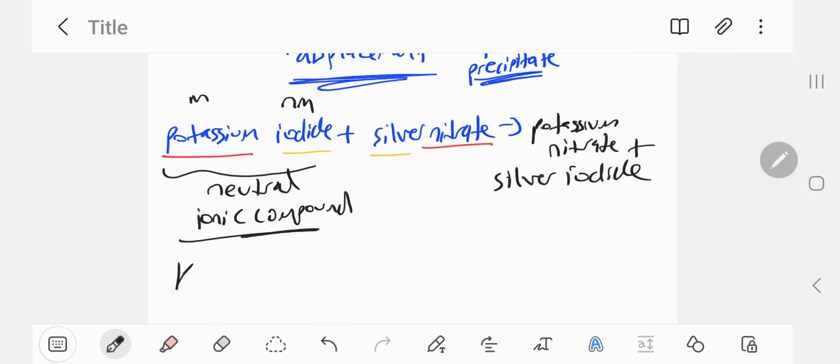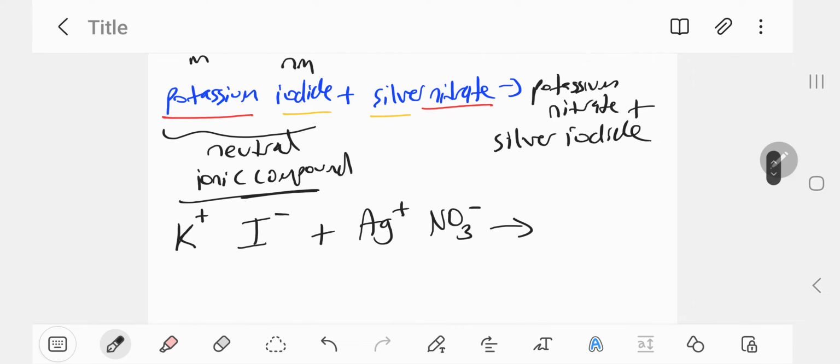Potassium has the symbol K. It's got a charge of plus 1. It likes to give away electrons and hence become positive. It's in group 1, so that's why it's got plus 1. Iodine is in group 7, so it's I minus, with a charge of minus 1. Iodine's a non-metal. Silver nitrate: silver, Ag plus, is a transition metal. Nitrate, NO3 minus, is a polyatomic ion. Poly means it's made of two or more different elements, so nitrogen and oxygen.